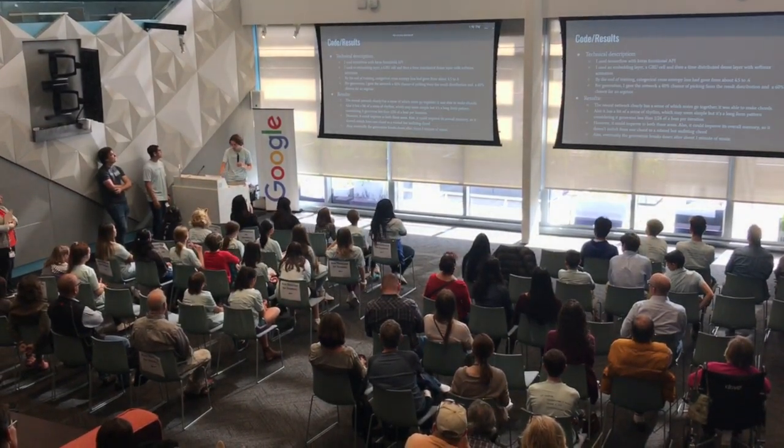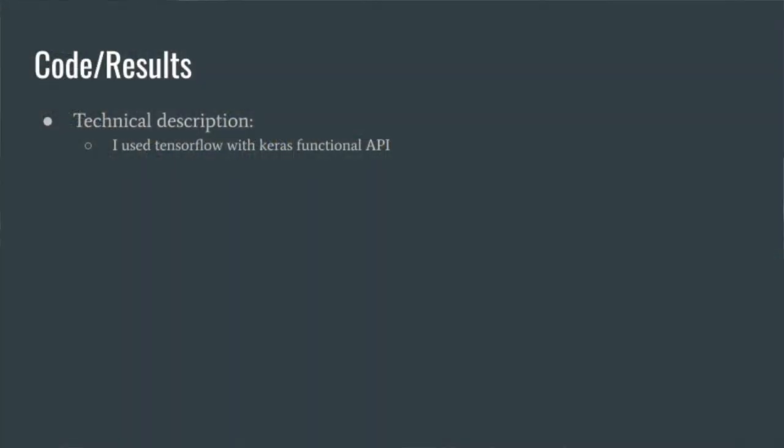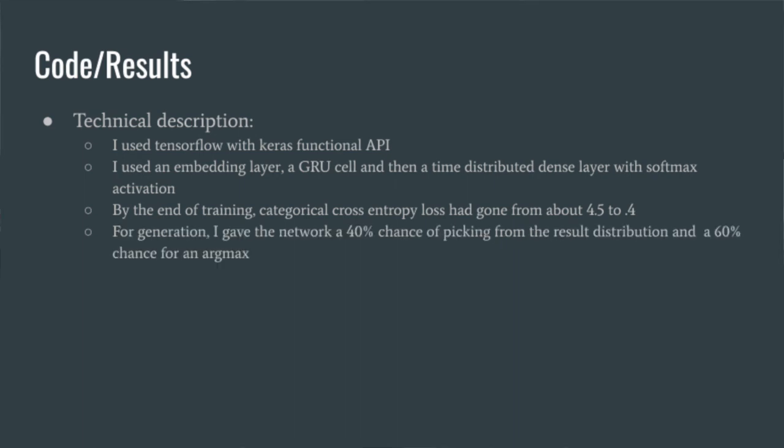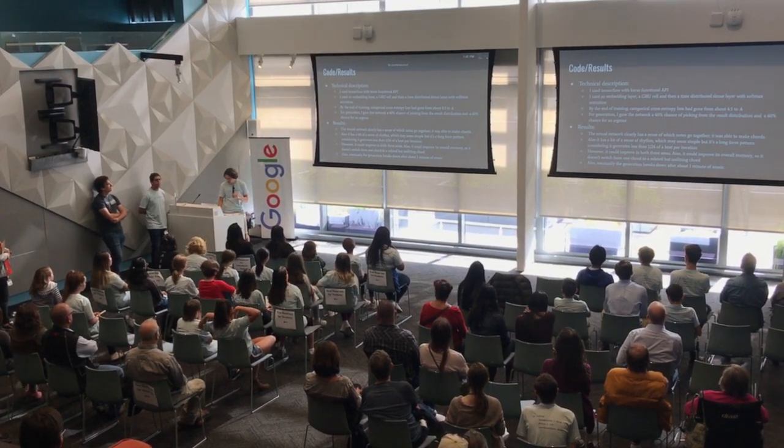Now I'm going to give a quick technical description of the code. I was using Tensorflow, for people who are familiar with this. I was using Tensorflow with the Keras Functional API. The structure of the neural network was an embedding layer, a GRU, and then a time-distributed dense layer with softmax activation, and categorical cross-entropy loss, going down to 0.4 by the end. For generation, I gave it a 60% chance of using argmax and a 40% chance of sampling from the distribution, so it was more stable. And I think at this point I'm going to try to show my code.